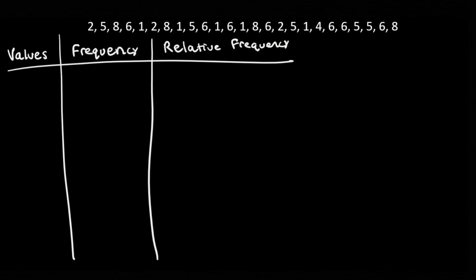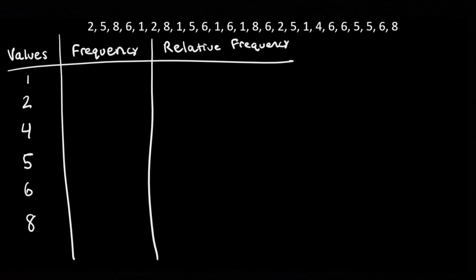So we see that the smallest value in our dataset is 1. The next highest is 2. There's no 3, so the next highest is 4. Then 5. Then 6. There's no 7, so the greatest value appears to be 8.